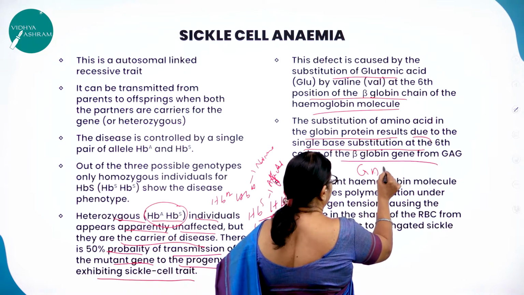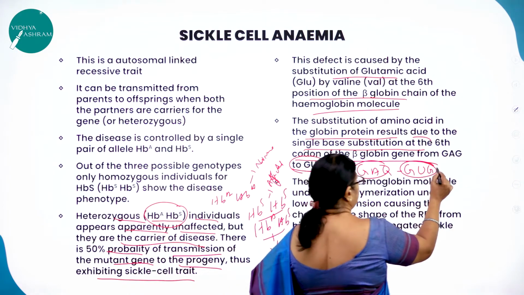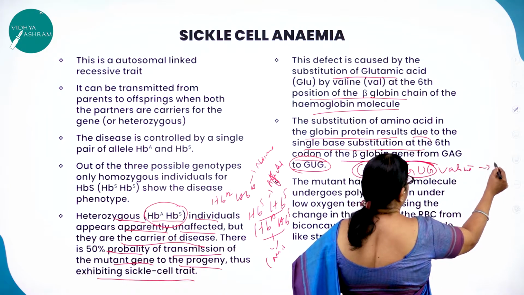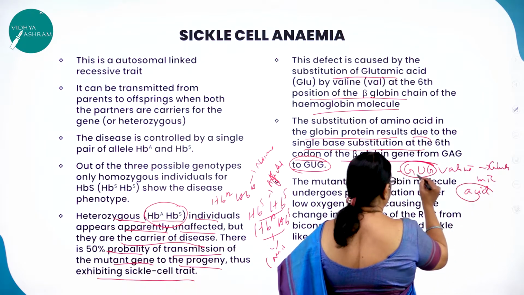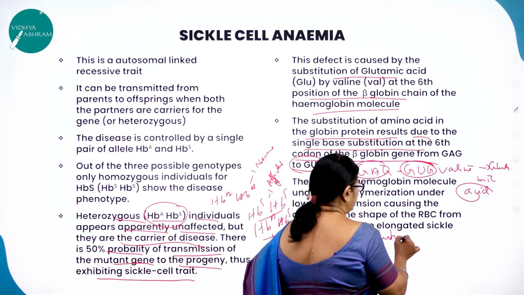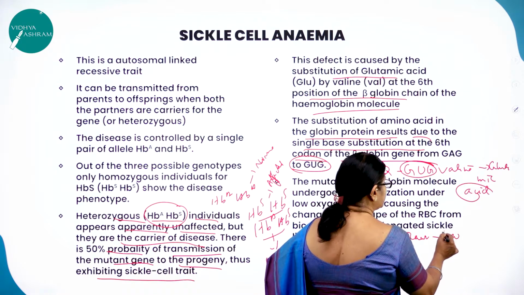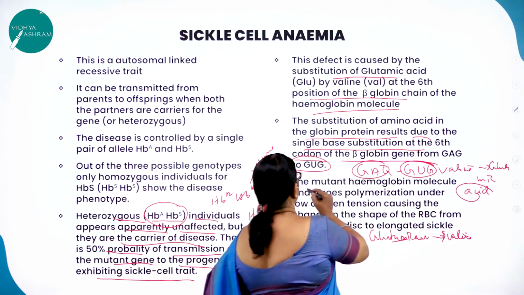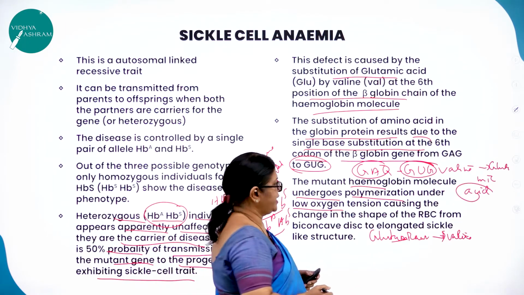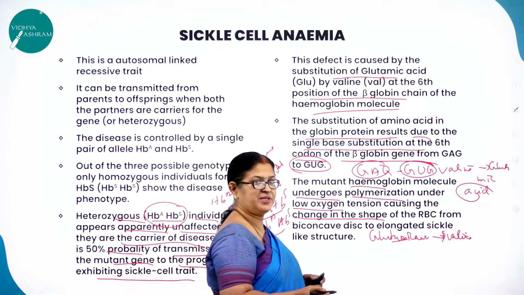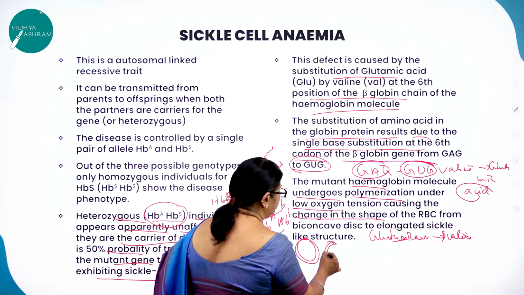So GAG will be converted into GUG. So that is valine replacing what? Glutamic acid. Here glutamic acid should be there, but what will happen? Glutamic acid is replaced by valine. Then the mutant hemoglobin molecule undergoes polymerization under low oxygen tension, causing the change in the shape of the RBC. As I said, usually it will be biconcave, but here it will be moon shaped like this.